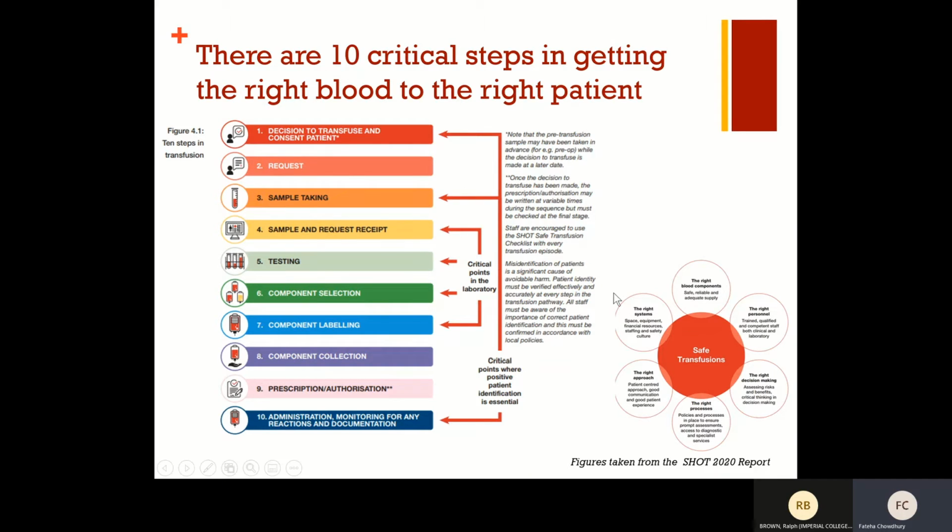On the critical steps here, you'll see that step 1, decision making, and step 10 are critical points where patient identification is absolutely essential. And really, step 10 is the final step to making sure that the patient has received the right component for them. The steps in between, so steps 4 to 7 are critical points in the laboratory where sample and request receipt, testing, component selection and component labeling have to be 100% correct.